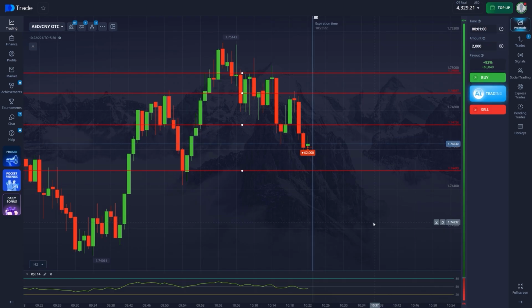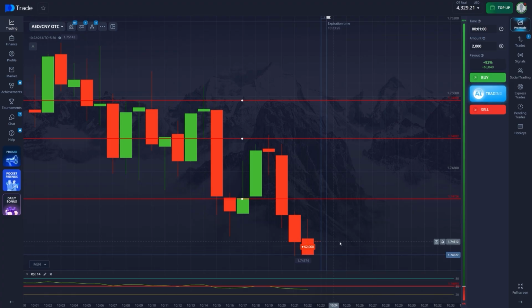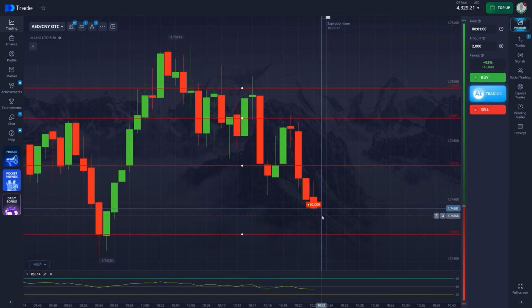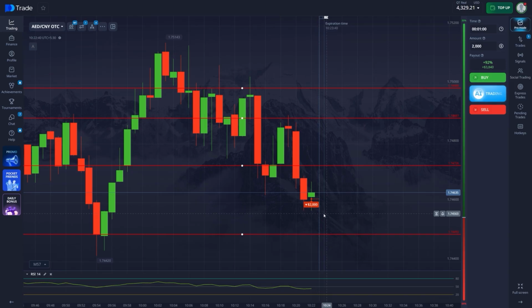But we must also be careful. Entering after several red candles can be risky because the move may already be extended. So the trade depends on whether seller pressure continues and whether the market still has enough space before support. This is the last trade of the session. Regardless of the result, I will not continue trading after this position.